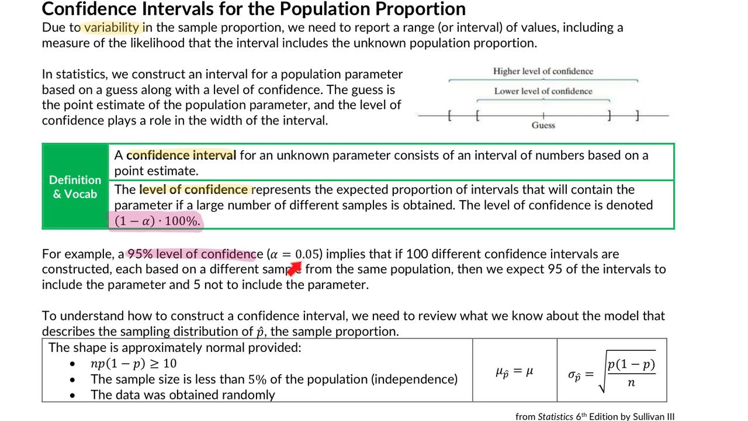0.95, so times 100% is 95%. You're going to see it written as a percentage number, but we're getting that from 1 minus alpha times 100. A 95% confidence interval implies that if 100 different confidence intervals are constructed, each based on a different sample from the same population, so different guesses, then we expect 95 of the intervals to include the actual parameter and 5 not to include the actual parameter. We're 95% confident that our guess is good.